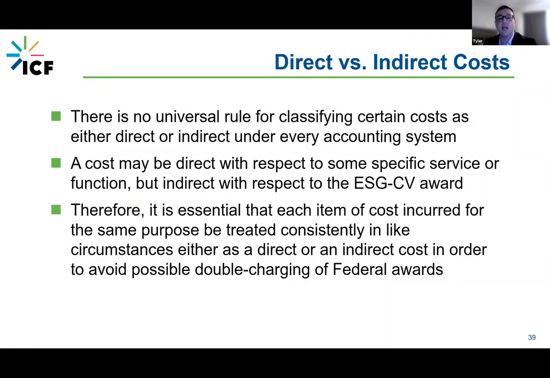So next, let's discuss cost allocability. Every cost incurred for the performance of the ESG-CV award must be allocated as either a direct cost or an indirect cost. There is no universal rule for classifying certain costs as either direct or indirect under every accounting system. A cost may be direct with respect to some specific service or function, but indirect with respect to the ESG-CV award. Therefore, it is essential that each item of cost incurred for the same purpose be treated consistently in like circumstances, either as a direct or indirect cost, in order to avoid possible double charging of federal awards.